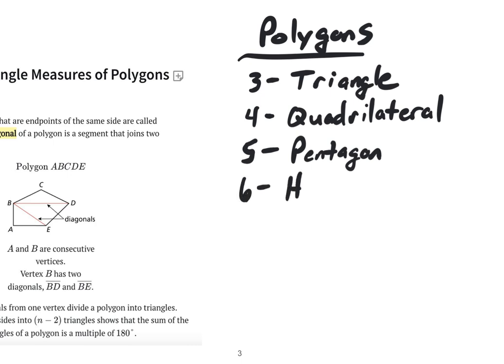6 is what we call a hexagon. 7 is a heptagon.